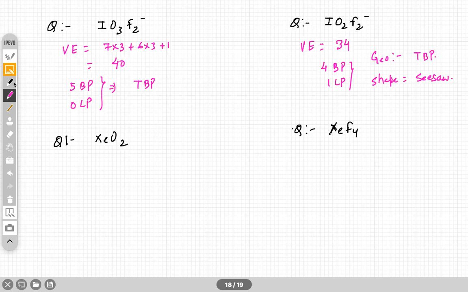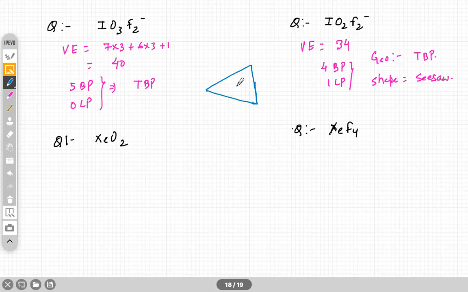Seesaw, the shape is. If you look at the geometry here, what we do, we draw a triangle. Just to understand the shape, we draw a triangle. It's not like the bonding is there, just to understand it, right? And suppose one atom is present over here. That is I, okay? One lone pair will be at this position, any one of these three. So I'll place it here. And then two fluorine and two oxygen. If you look at this, this looks like a seesaw geometry, okay?